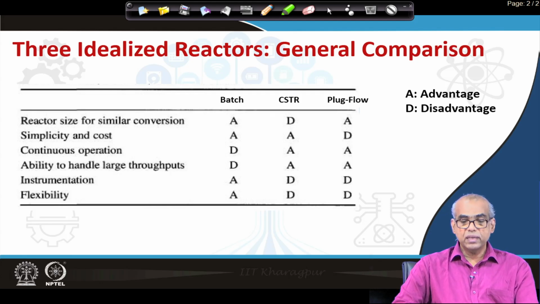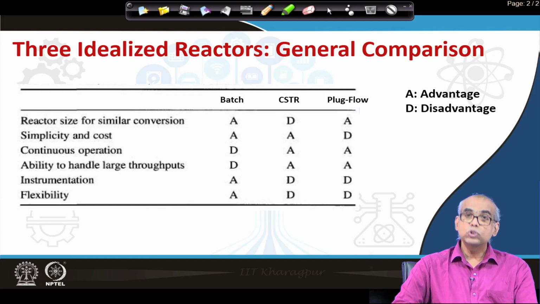There are several advantages and disadvantages associated with all of these reactors based on various considerations. For example, reactor size for similar conversion is advantageous for batch and plug flow reactor, but it is a disadvantage with CSTR. Batch and CSTR are simpler and cost effective compared to plug flow reactor. Continuous operation is not possible with batch.